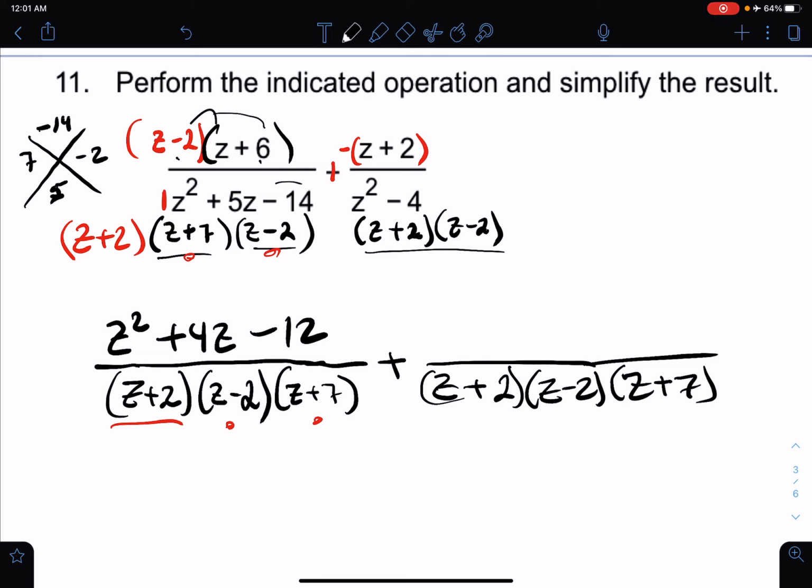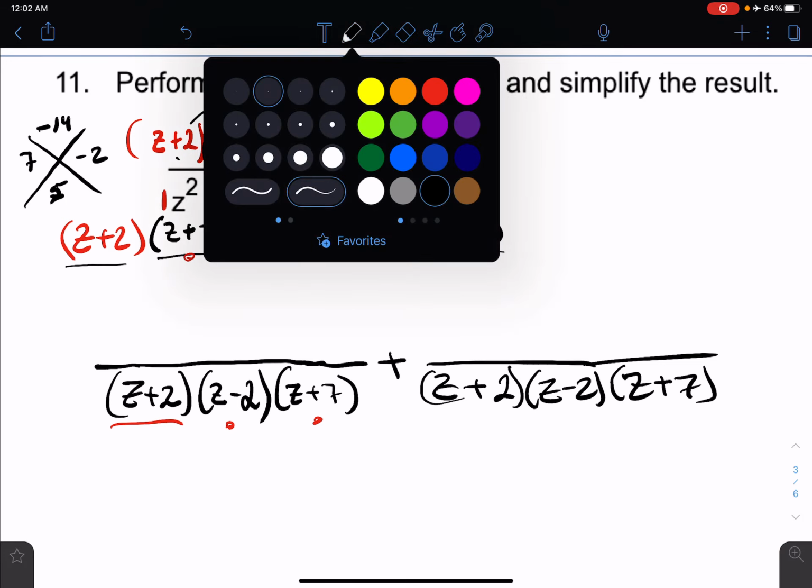Let's see, z plus 7, z minus 2. Oh, I see what I did. Darn it. So I multiplied the denominator by z plus 2, so I better multiply the numerator by z plus 2, otherwise the fractions are not going to be equivalent. So I caught a mistake, and they're easy to make if you just kind of daydream like I'm doing right now. It happens.